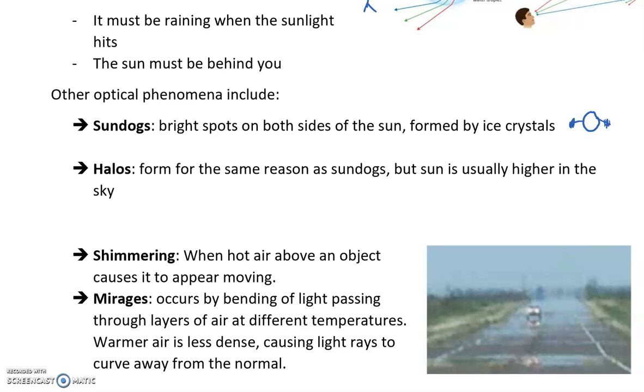So some people thought it kind of looks like a dog that's howling, and so that's why they call them sundogs. We get halos when we get really cold days, and we don't only have the sundog, but we get the ice crystals all the way around the sun forming. That's a halo.